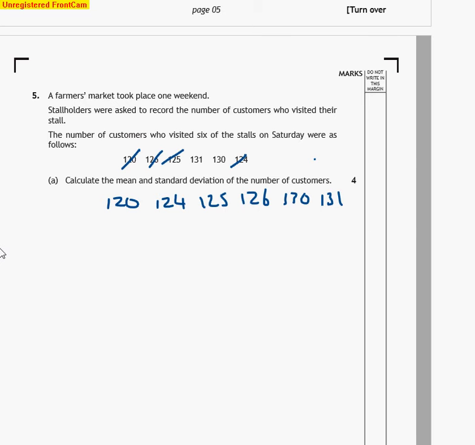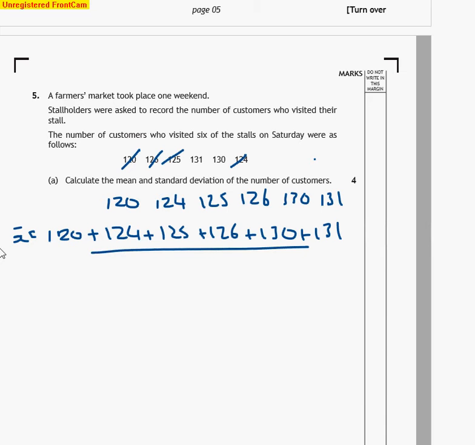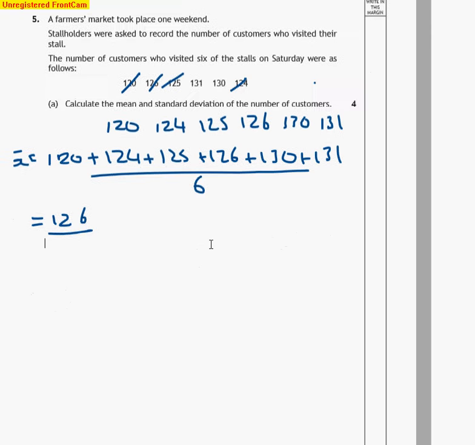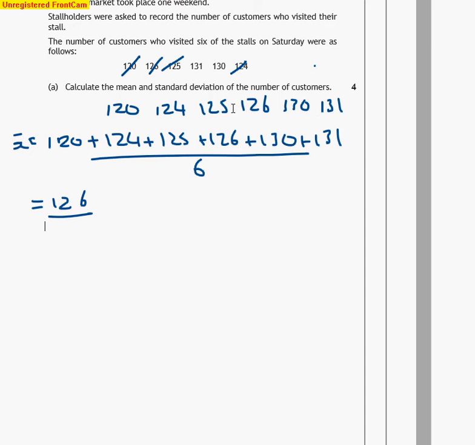So the mean is adding all these up and dividing by 6. So x bar is the mean, so that's equal to 120 plus 124 plus 125 plus 126 plus 130 plus 131 divided by 6. Now 6 is what we would say is n. So we do that in a calculator, and that gives us 126, which to me makes sense. I'm looking at that and thinking, yep, 126 is about the mean, it's kind of in the middle.